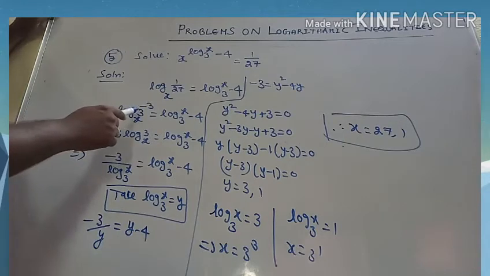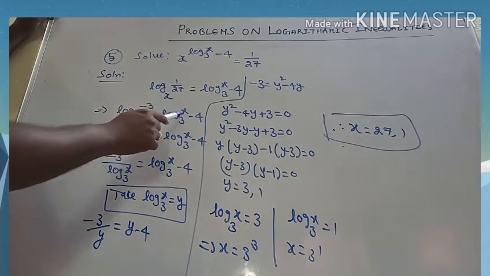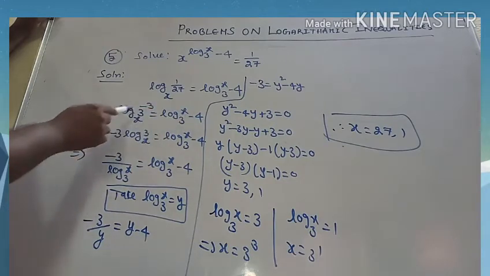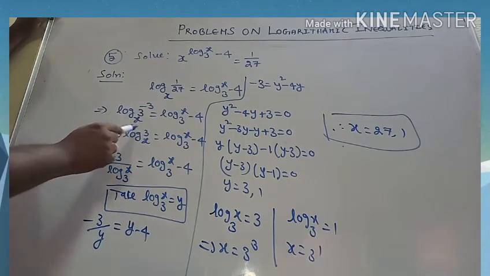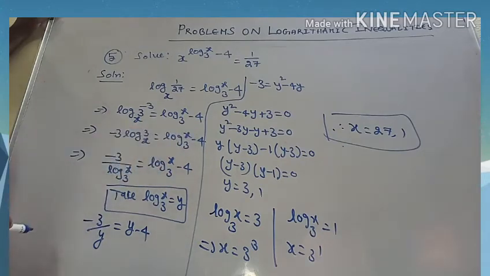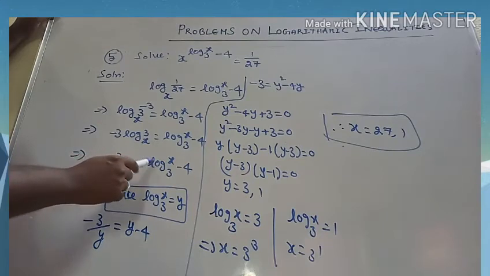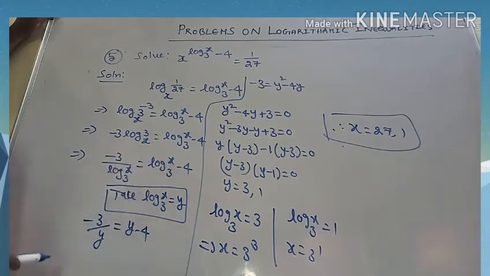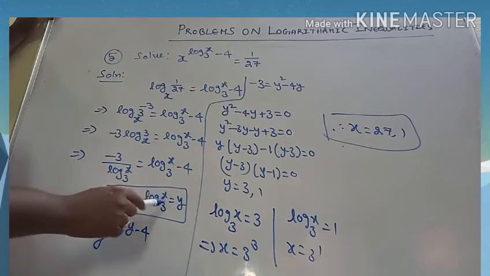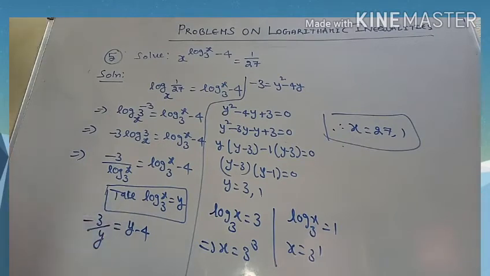This is now log 3 power minus 3 to the base x equal to log x to the base 3 minus 4. We can write this as minus 3 into log 3 to the base x equal to log x to the base 3 minus 4. And this we can write as minus 3 by log x to the base 3 equal to log x to the base 3 minus 4. Now take log x to the base 3 as y. This becomes minus 3 by y is equal to y minus 4.